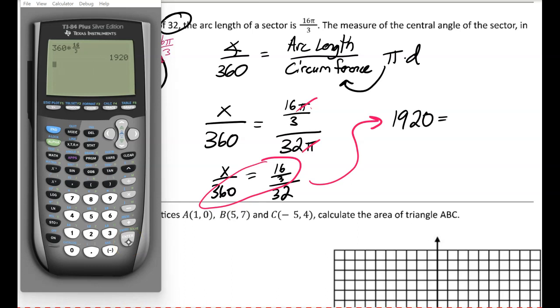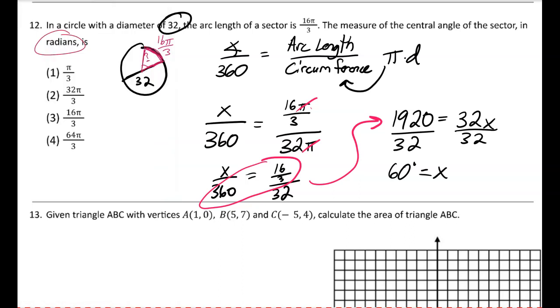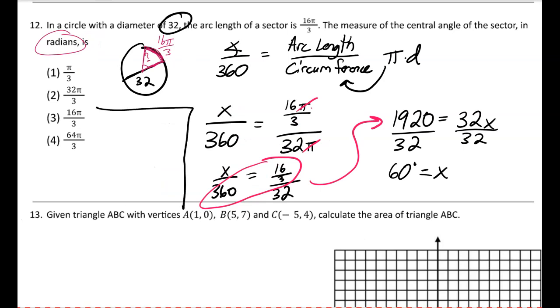1920 equals 32x. And then I can divide by 32 on both sides to get x is equal to 60 degrees. Now that's the measure of my angle in degrees, but they wanted a measure in radians. So if you remember the conversion, I'll do it over here just where I got room, I'm going to take 60 degrees and multiply it by pi over 180. So that's 60 degrees over 1 multiplied by pi over 180.